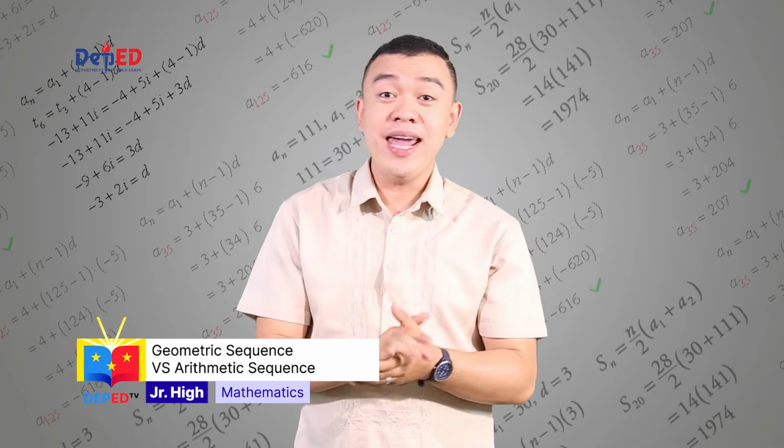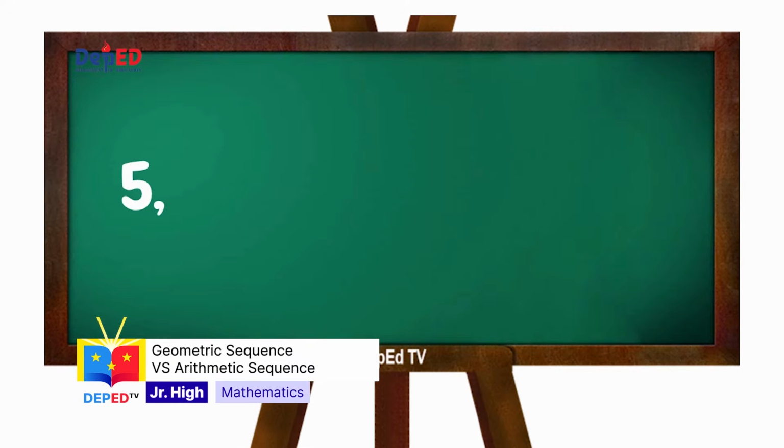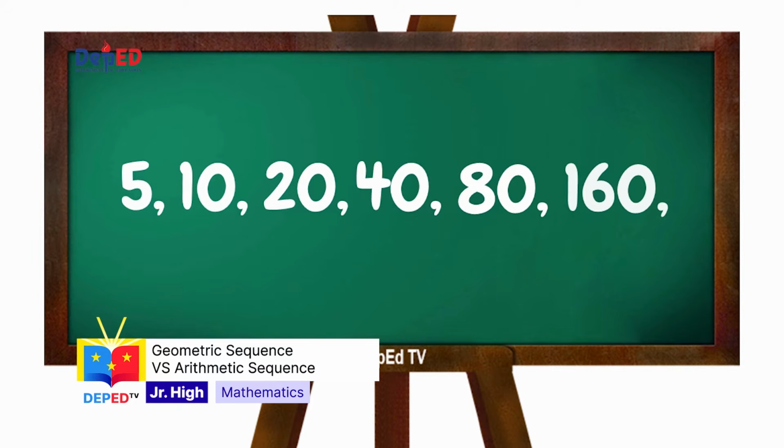What is the sequence obtained? We have the sequence 5, 10, 20, 40, 80, and 160. Can you see any pattern from this sequence?